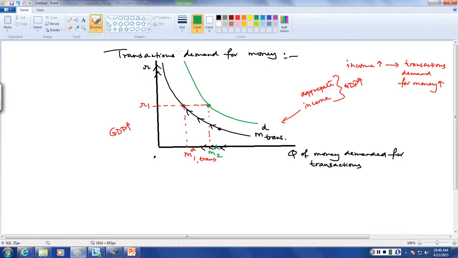So what we've learned here is that when GDP goes up, the demand curve for money held for transactions purposes shifts to the right. We have an increase in the transactions demand for money when GDP goes up. Agreed?